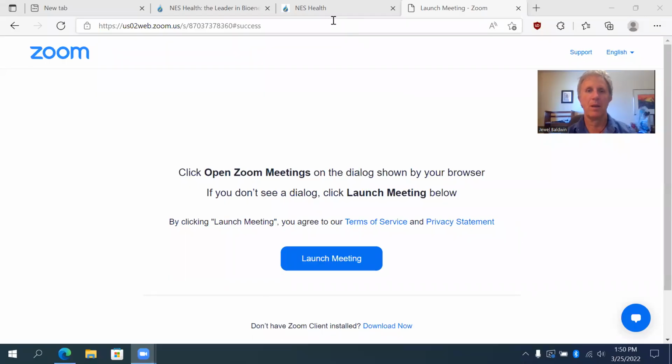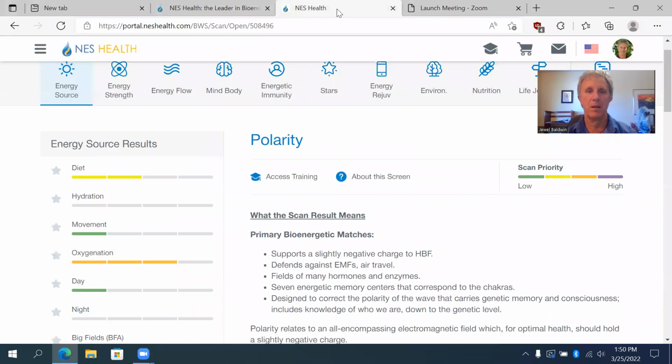So to do that, let's go to the NES scan. Let me share screen here. Okay. So we're going to review my NES scan that I did. There's about 10 screens here. These icons at the top bar are all screens with information from the scan.